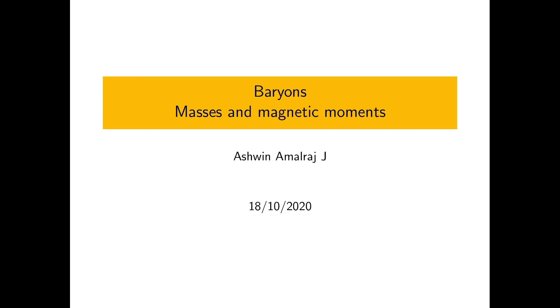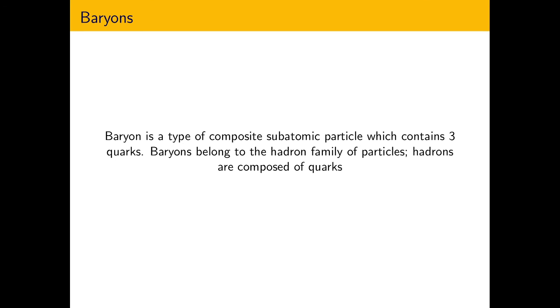Okay, it's already very late, so without any introduction, let's directly dive into baryons, their masses and magnetic moments. Well, a baryon is a type of composite subatomic particle which contains three quarks. Baryons belong to the hadron family of particles. Hadrons are composed of quarks. If you have attended the course on structure in high energy physics, you would have known this, because baryons contain three quarks from any of the three generations, and mesons have a particle and antiparticle pair, which contains only two quarks. Baryon has three quarks.